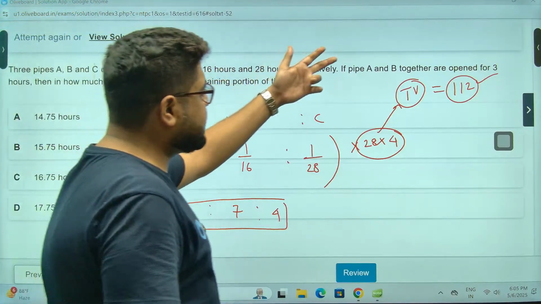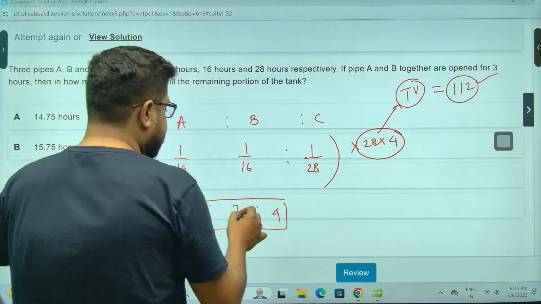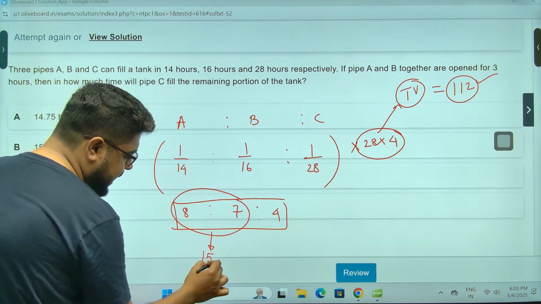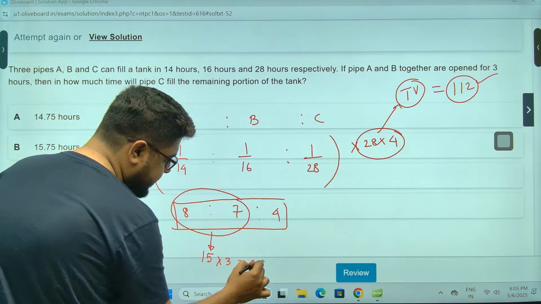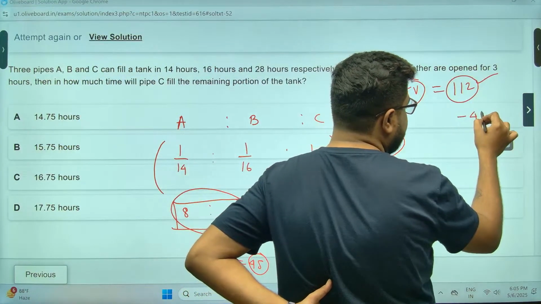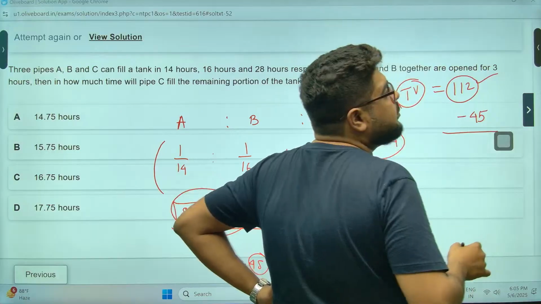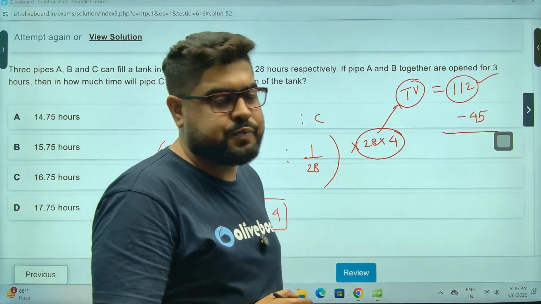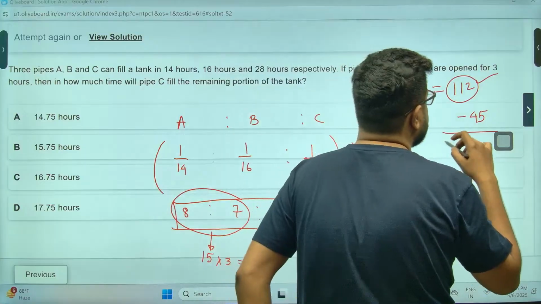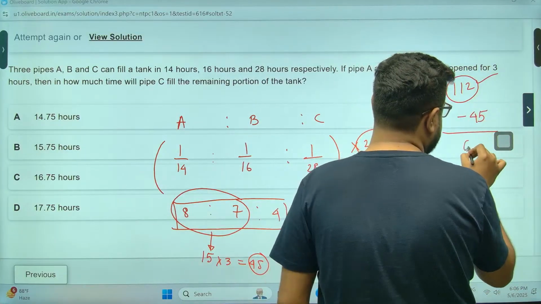A and B are open for 3 hours. Every hour A and B fill 8 plus 7, 15. So in 3 hours, they will fill 45 liters. So the remaining will be 112 minus 45. 112 minus 50 will be 62, so 62 plus 5, 67 liters.